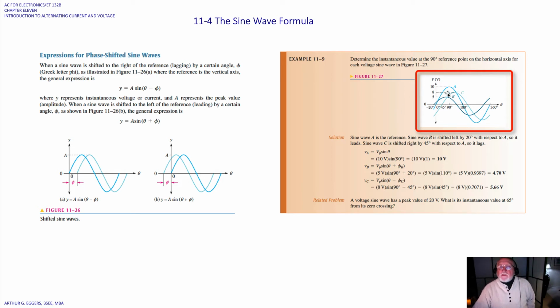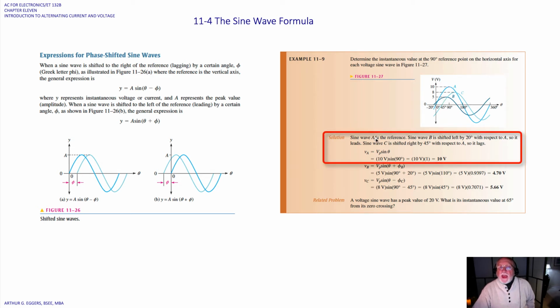Although we have different amplitudes here, you can see that we can treat each one of them by the phase shift. So, the sine wave A is the reference. The sine wave B is shifted to the left by 20 degrees with respect to A, so it leads. The sine wave C is shifted to the right by 45 degrees with respect to A, so it lags.